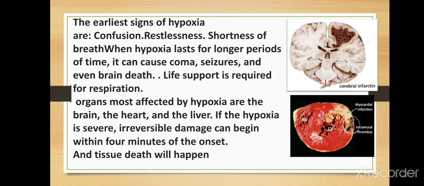The earliest signs of hypoxia are confusion, restlessness, shortness of breath, and when hypoxia lasts for a longer period of time, it can cause coma, seizure, and even brain death. Life support is required for respiration. Organs most affected by hypoxia are the brain, the heart, the liver, and if hypoxia is severe, irreversible damage can begin within 4 minutes of the onset, and tissue death will occur.